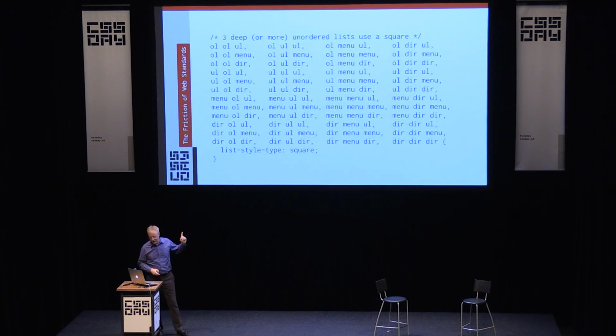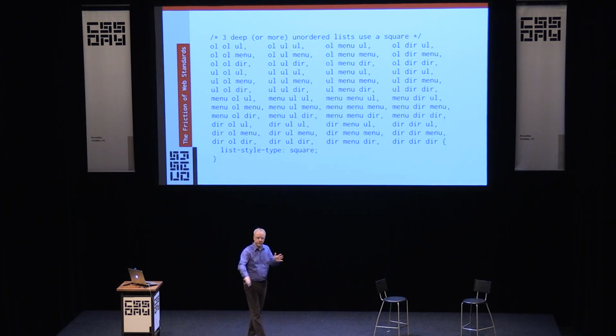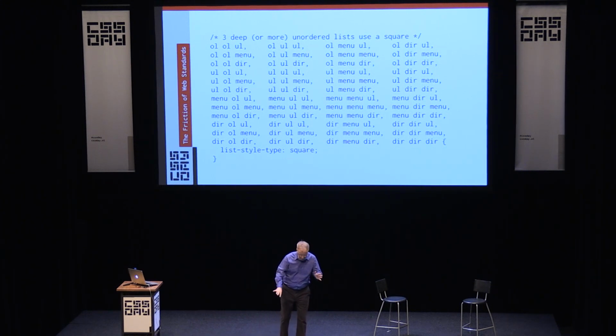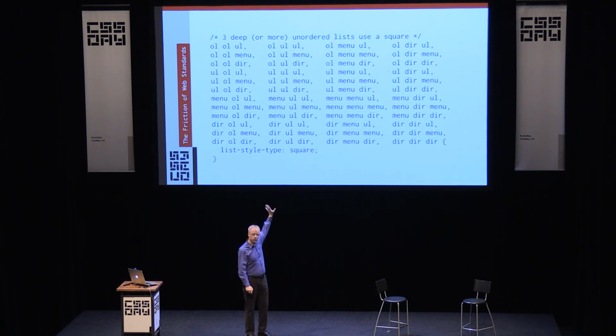This used to be in html.css. It's one rule, and it's just so that any unordered list that's 3 or more levels nested deep in a set of lists uses list style type square. That's, again, one rule. Somebody had to figure out all those combinations and then type them in.